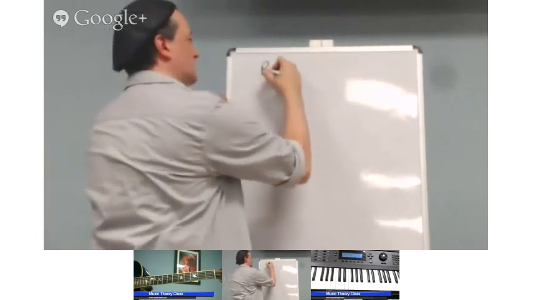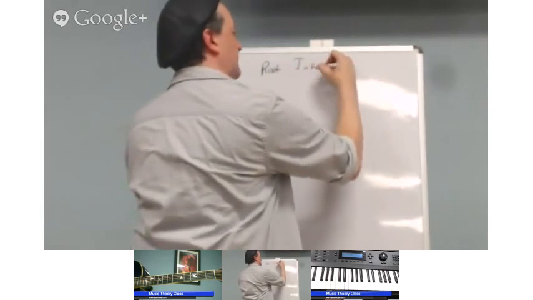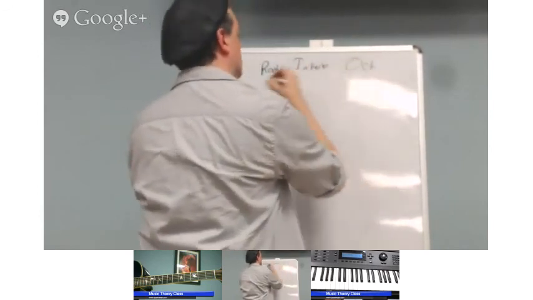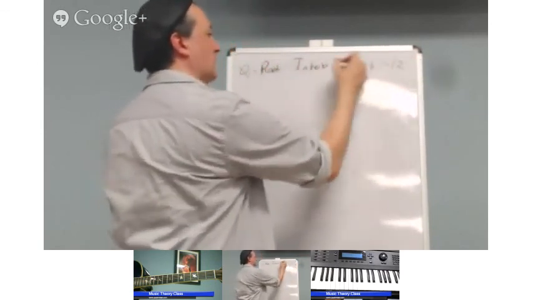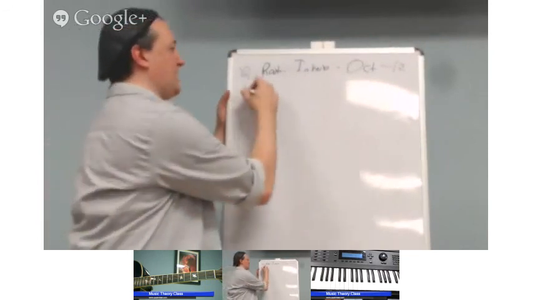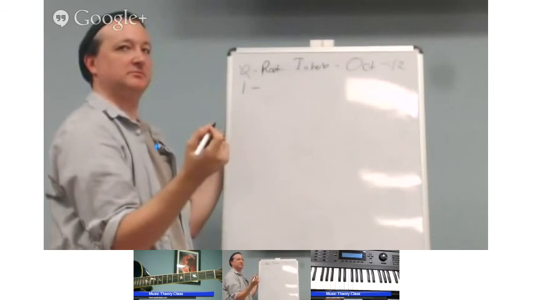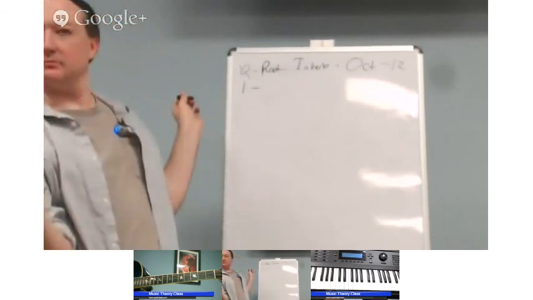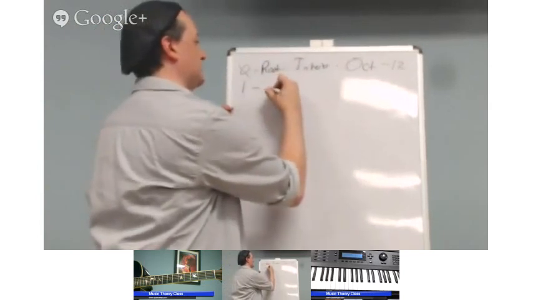A root inverts to an octave. 0 half steps, 12 half steps. Right? Okay, 1 half step is called what? What do we call 1 half step? Minor second. Minor second, right? 1 half step, minor second.